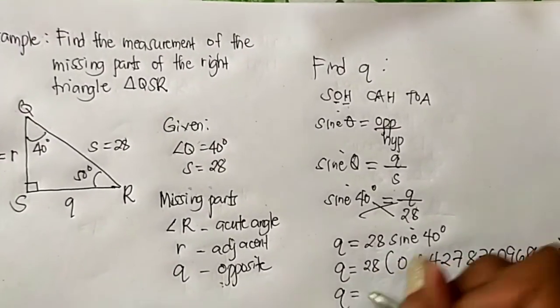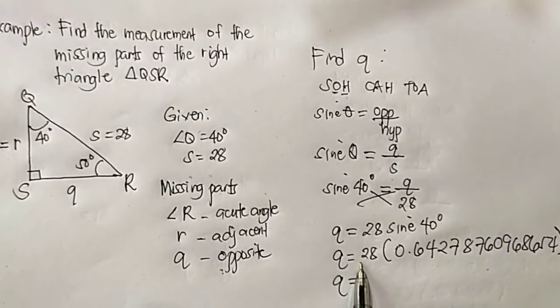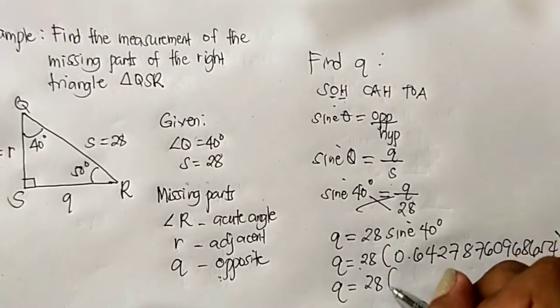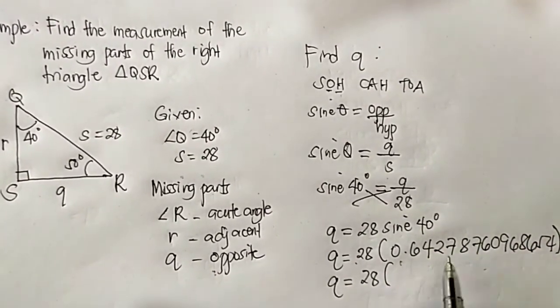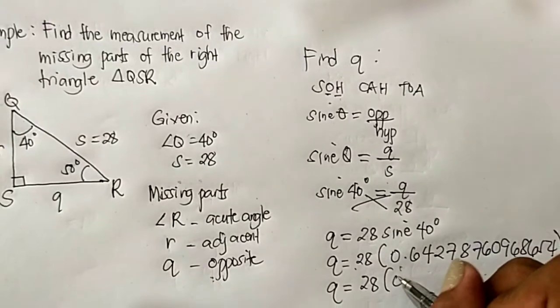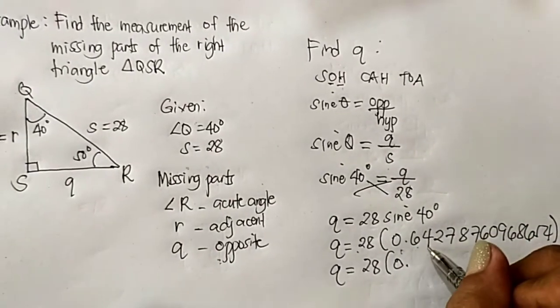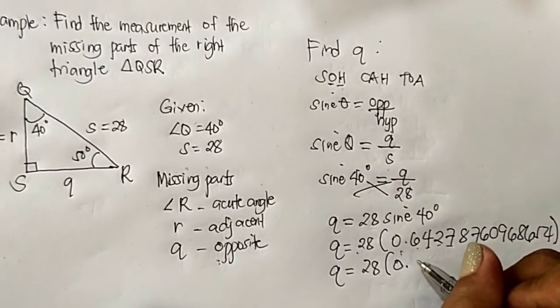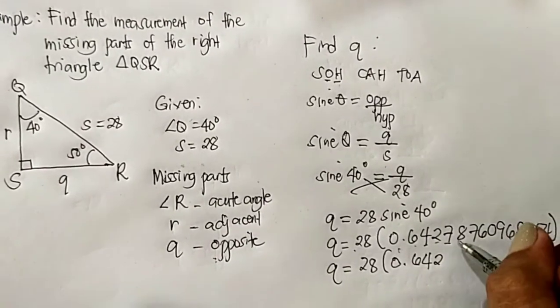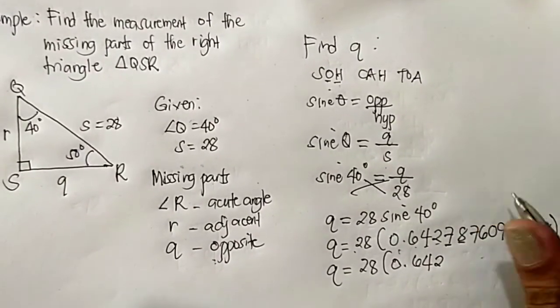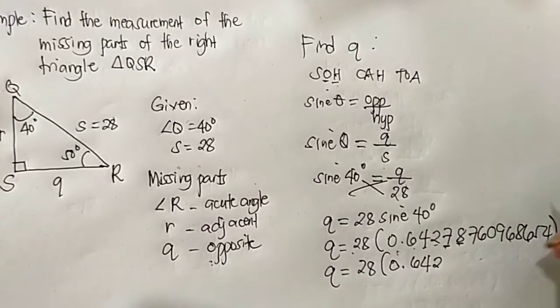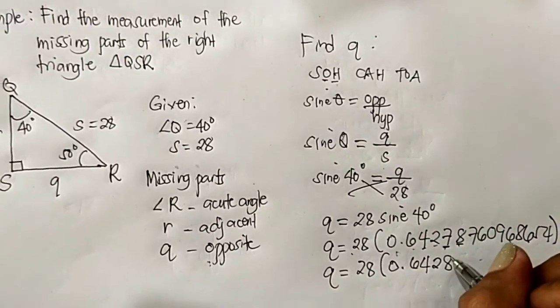So now find the product. But before that, we will correct it into 4 decimal places. So we have 0.642. But the digit after the 7 is 8, so the 7 is increased by 1. So it becomes 8.